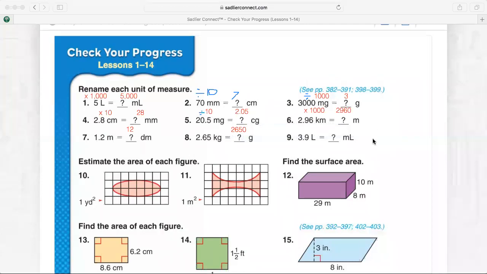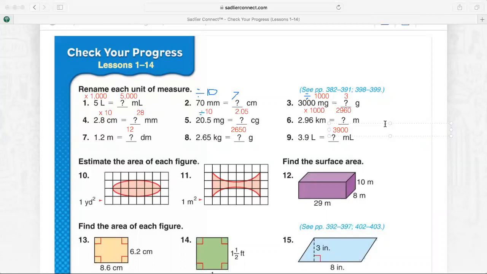Okay. From liter to milliliter, you're also going to multiply by 1000. So what will be the answer? It will be 3,900. Yes. Okay.